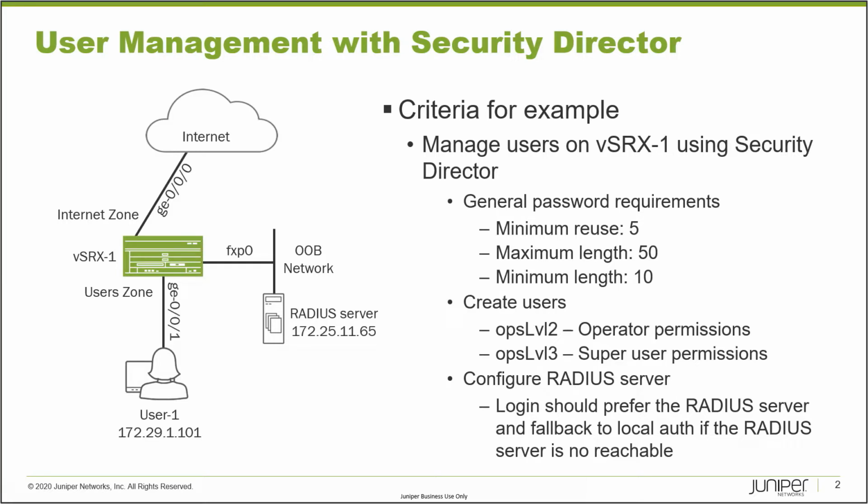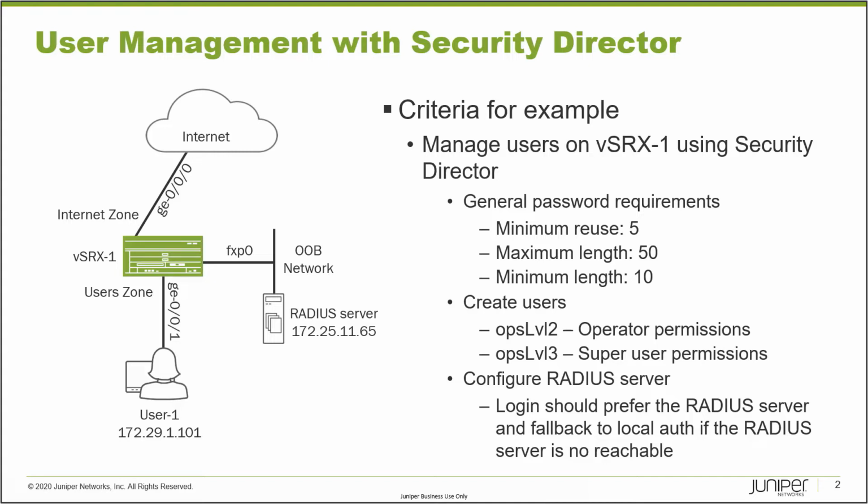The criteria on the slide is listed. We want to manage users on VSRX1 using Security Director with the following criteria. First, we want to set some general password requirements. We want to have a minimum reuse set to 5, and that means that users can't reuse the past 5 passwords. Then a maximum length of 50, a minimum length of 10, and then we need to create 2 local users. That's Ops Level 2, which has operator permissions, and Ops Level 3, which has super user permissions.